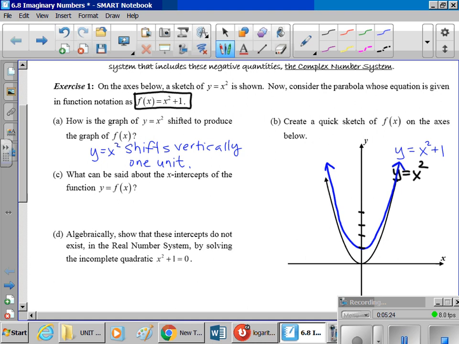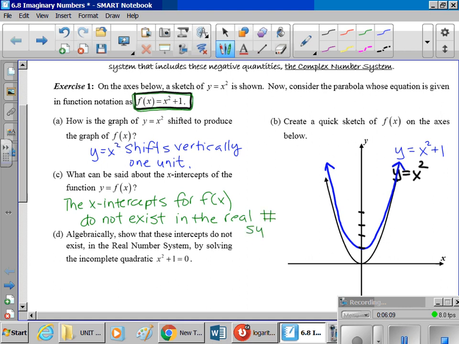B, we graphed that. C says, what can be said about the x-intercepts of the function y equals f of x? I'm going to remind you that y equals f of x is our x squared plus 1 up here. That's our blue function. What can be said about the x-intercepts of this function? I can say the x-intercepts for f of x do not exist in the real number system.